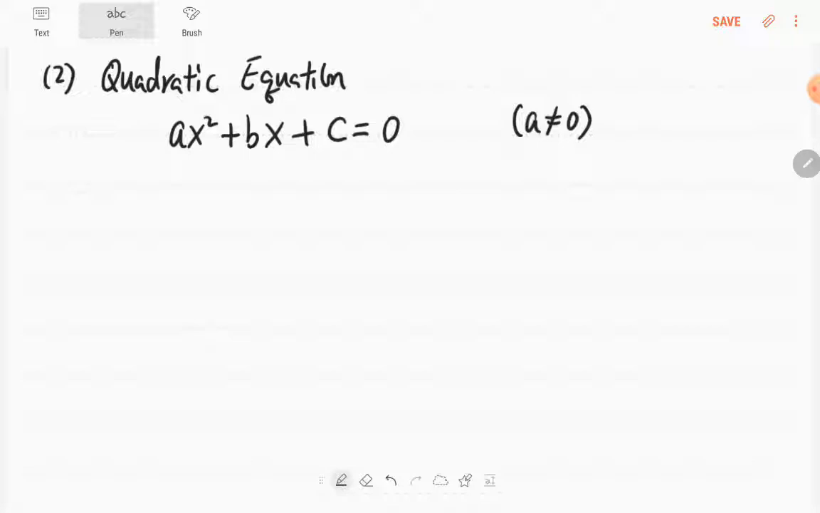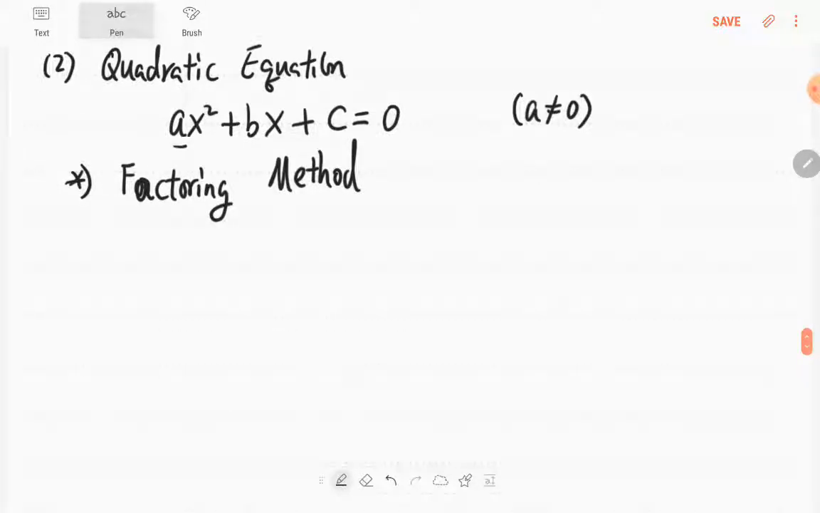Let's look at the first method, which is called the factoring method. In this method, we need to factorize the left side of this quadratic equation. Okay, so now let's look at some examples.